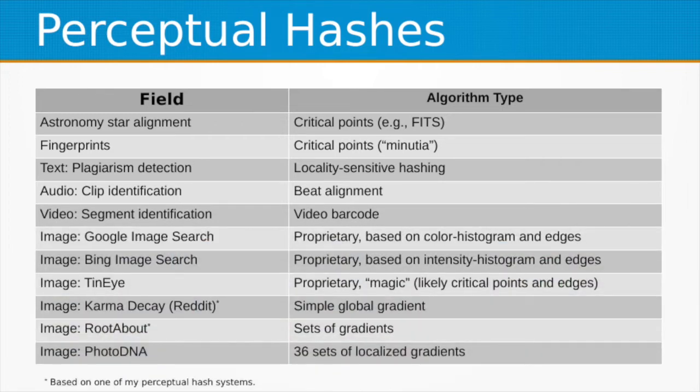For images, there are many different perceptual hashing systems, but most of them are proprietary. For example, Google's search by image system appears to be based on some kind of colored histogram and edge detection technology. Bing's image search is similar, but appears to be based on overall intensity. When I asked TinEye about their solution, they said it was magic, but it's likely based on critical point alignment. KarmaDecay has indexed pictures from Reddit. They use a gradient hash system that I blogged about. My own system uses a set of global intensity gradients. In contrast, PhotoDNA, which is used for identifying child pornography, uses 36 sets of localized gradients.